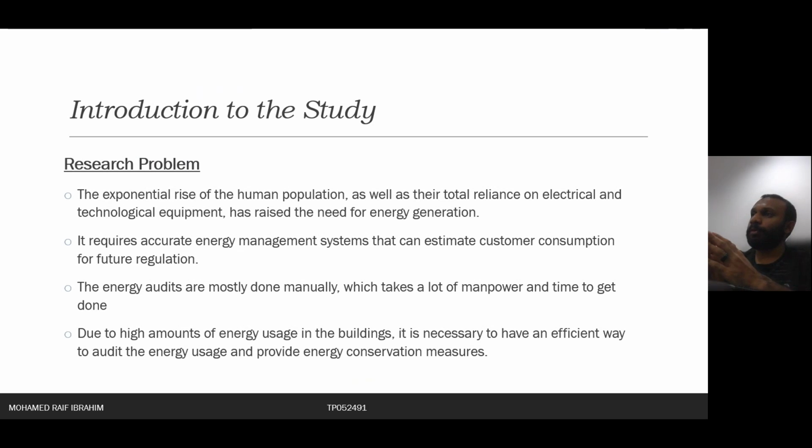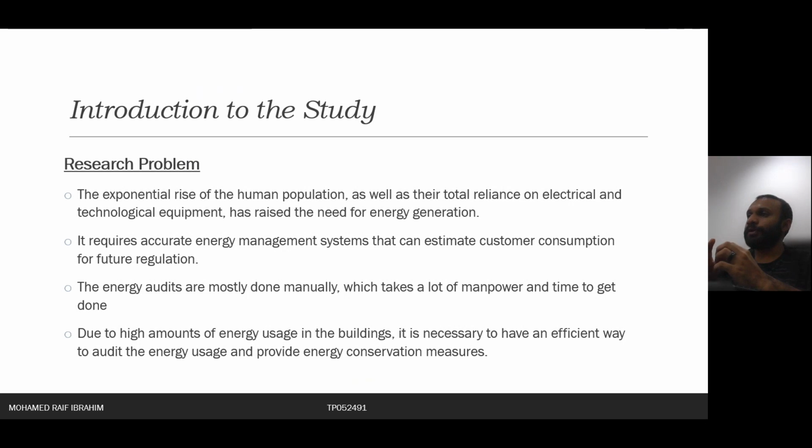The exponential rise of the human population is where the total reliance on electrical and technological equipment has raised the need for energy generation, as we all know. And it requires accurate energy management systems that can estimate the customer consumption for the future regulation. So the energy audits are mostly done manually these days, which takes a lot of manpower and time to get it done. So in this project, all we need is a data set, or the customer needs to input the data values, and it will automatically audit the energy.